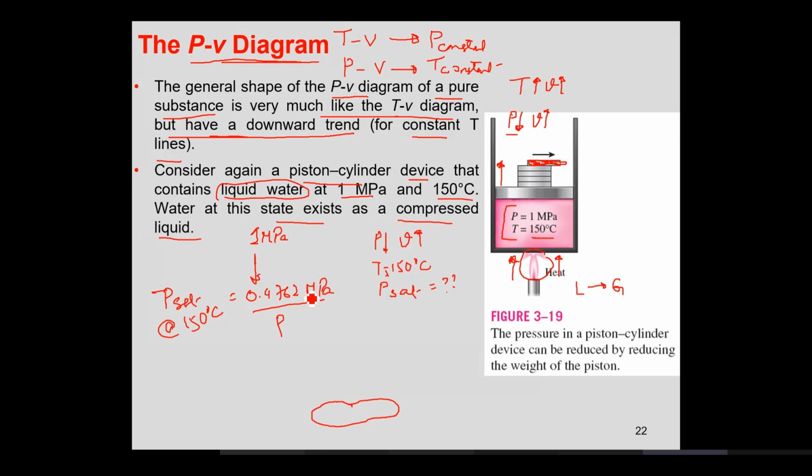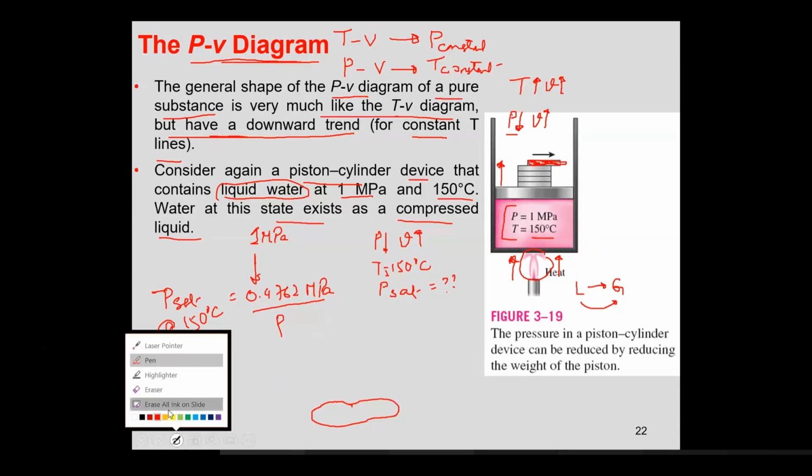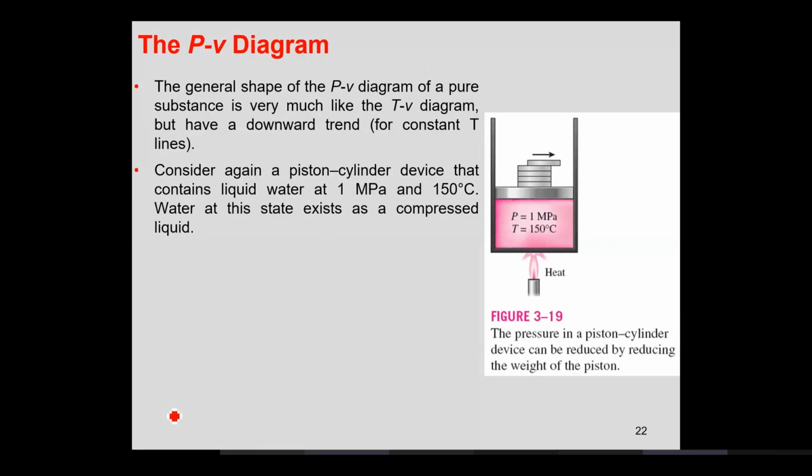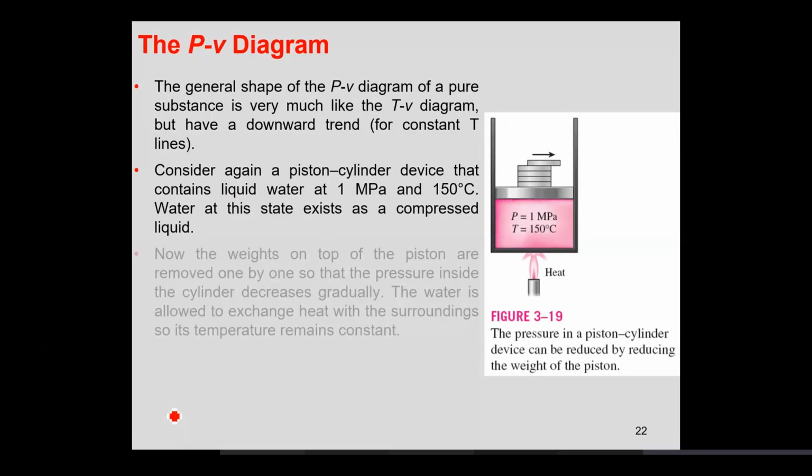So at 0.4762, the transformation from liquid to gaseous phase would continue until all of the liquid converts into saturated vapors. And after that, if you remove any of this block, the pressure would decrease and your specific volume would continue to increase. Is this point clear to you? All right.